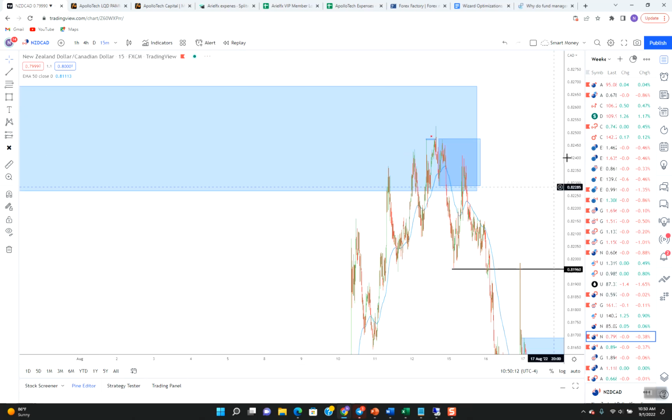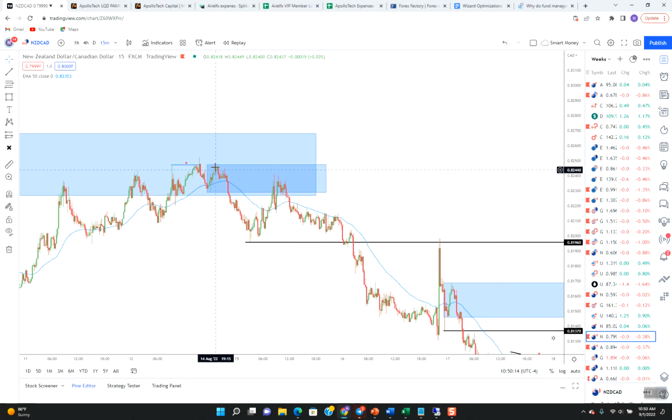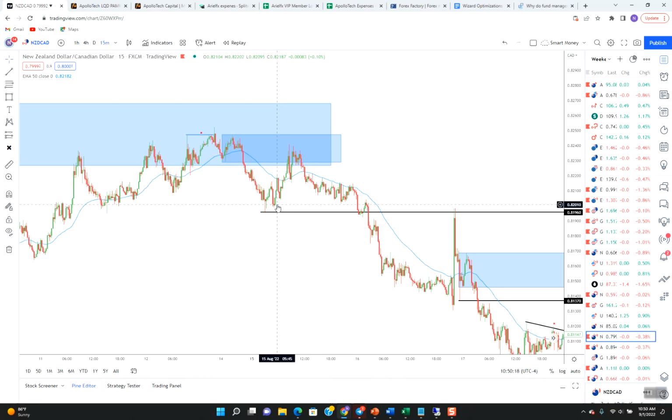Let me just go back to it, right? This becomes your supply. Now, when we failed to make a higher high, we broke again and made a lower low. Now this becomes our supply. You guys get it? It's just you're zooming in and zooming out of the same exact pair, the same exact area of interest.